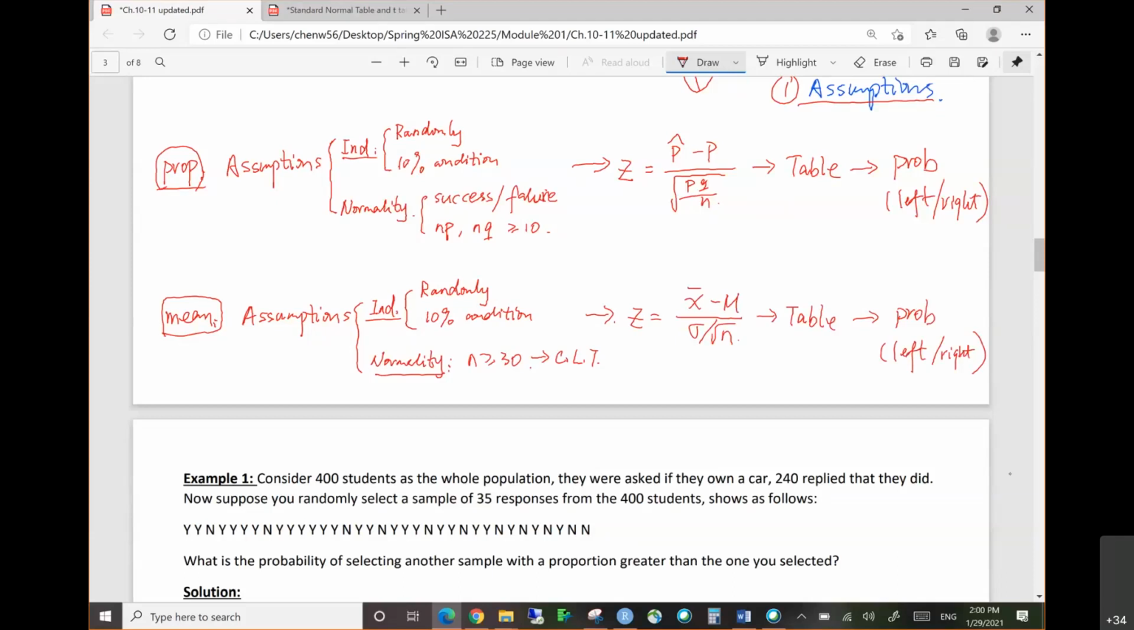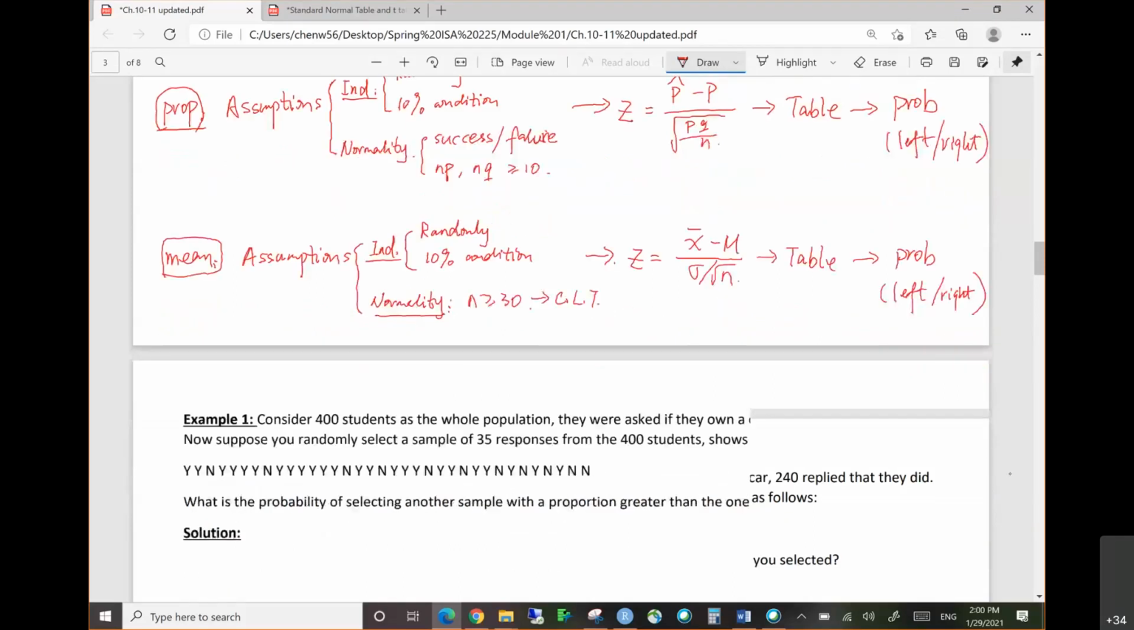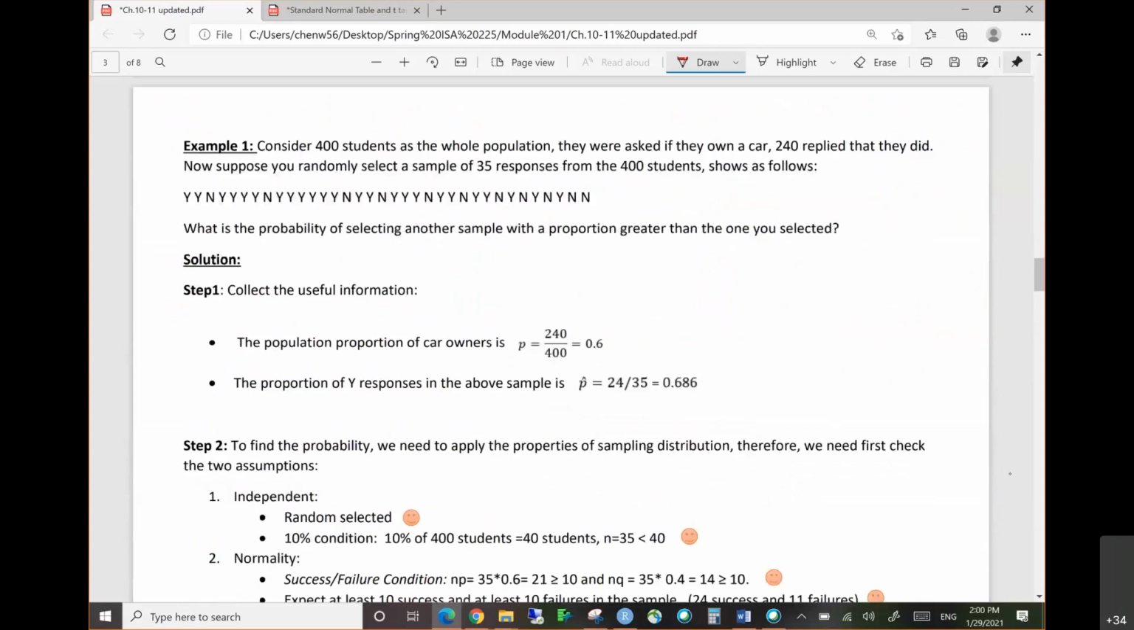Got it? All right, ready for the example? Let's see. Any questions for now? Any questions? Good?